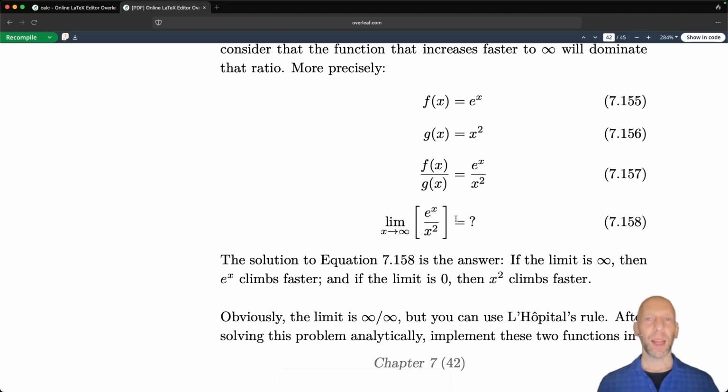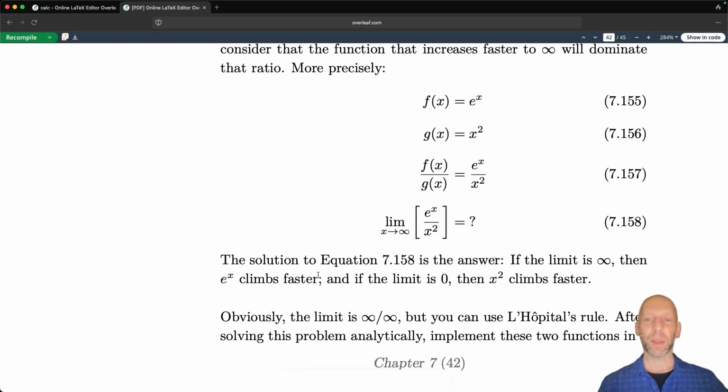Okay, so that's the setup, and then the question is, what is the limit as x goes to infinity? Is it infinity or is it 0? That's the idea. Okay, well, obviously, the limit of this ratio of functions here is infinity over infinity. That's the indeterminate form. That's exactly the right scenario for using L'Hopital's rule.